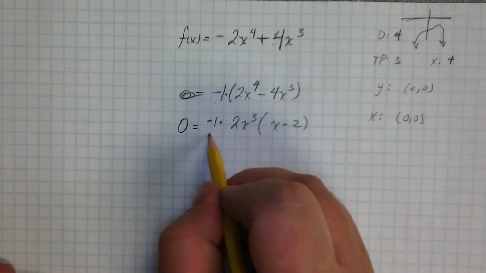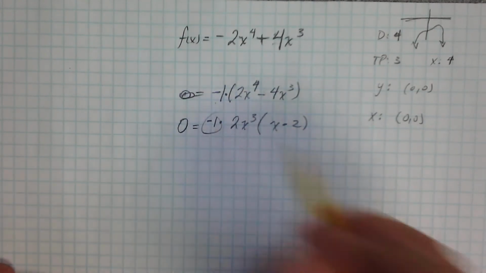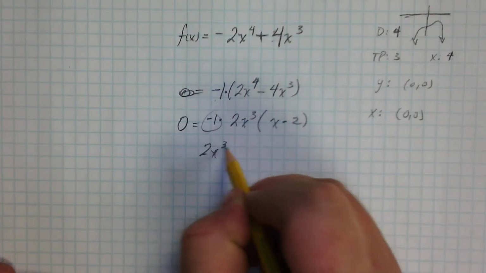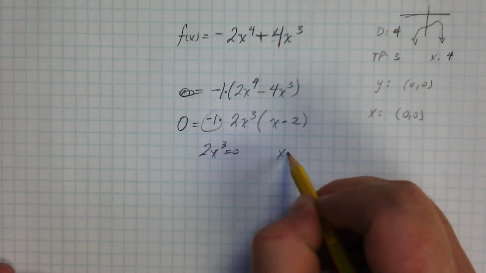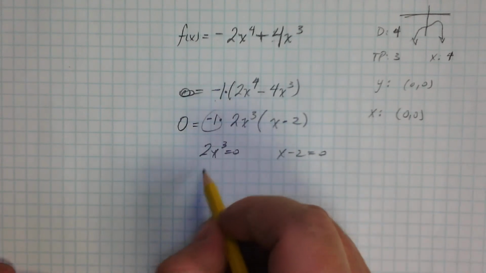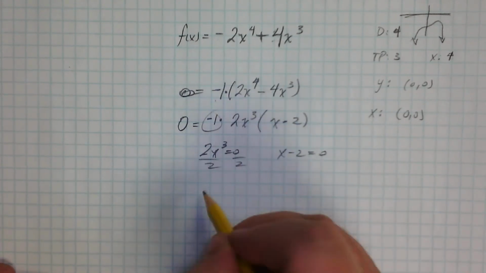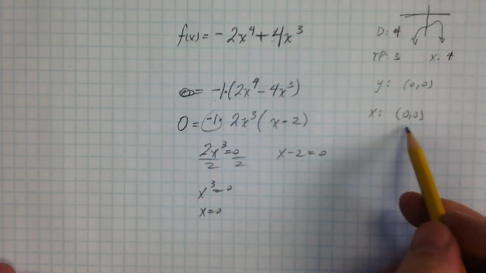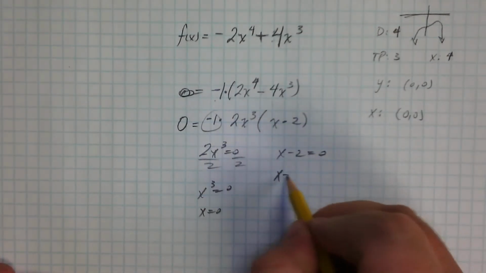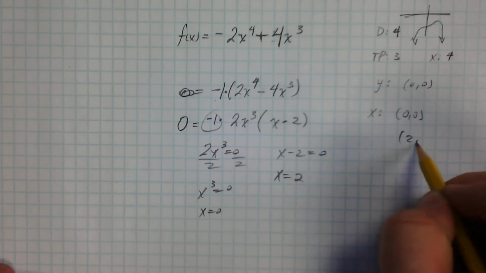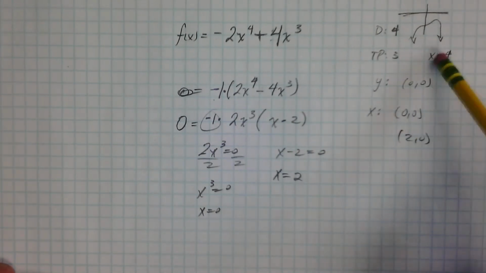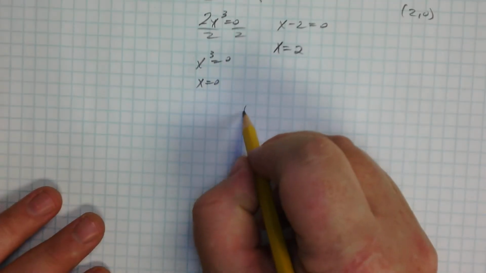We set them equal to 0. The negative 1 has no effect as far as that goes. So 2x cubed equals 0, and x minus 2 equals 0. On the first one, you can divide by 2 if you wanted, and it's going to be 0. So x equals 0, that's this right here, and x equals positive 2. So it looks like we have two x-intercepts and one y-intercept, which is the same as one of them, and we know that the graph is going to look something like that.